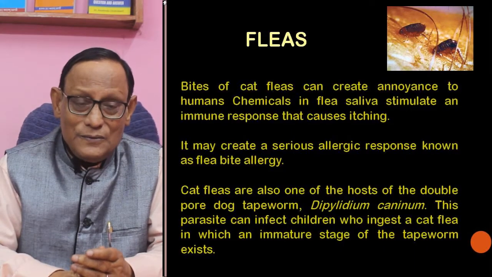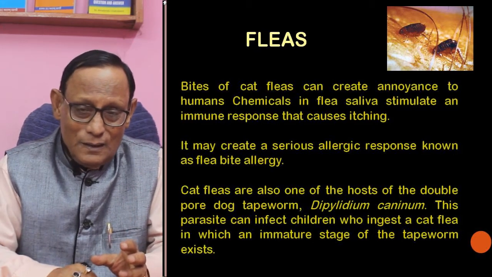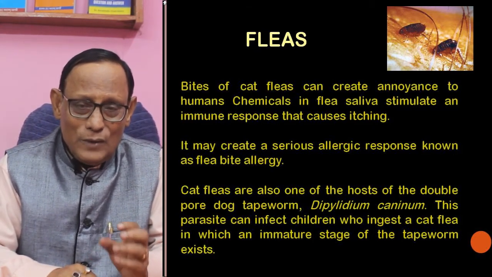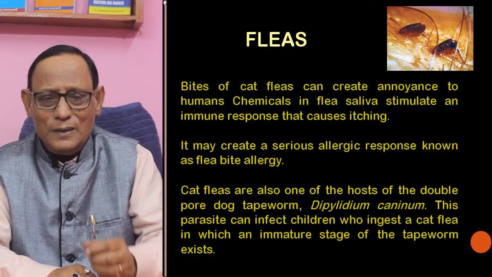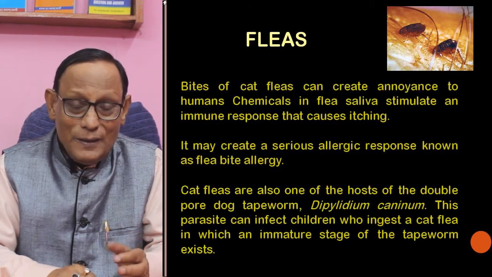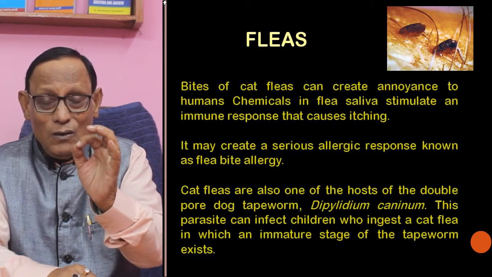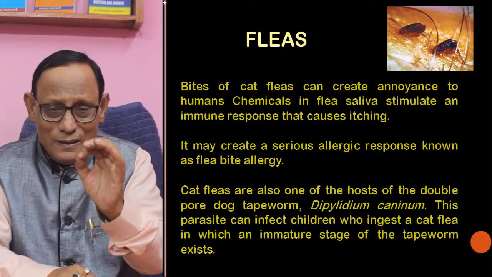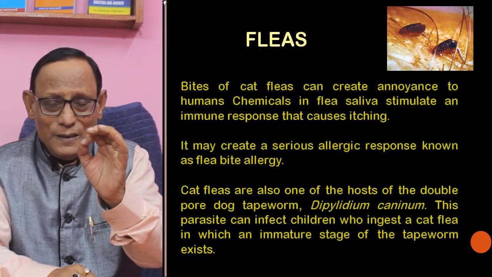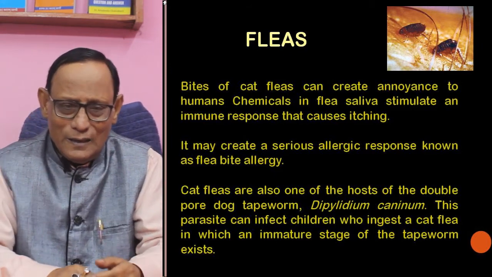Then flea. Flea is very important. Cat flea is very, very important. And if you look at the cat, you may not get the flea because fleas jump, so you cannot get the flea. But sometimes you can get small particles, just like coal dust. That is the feces of the flea, which you can see in between the hair.